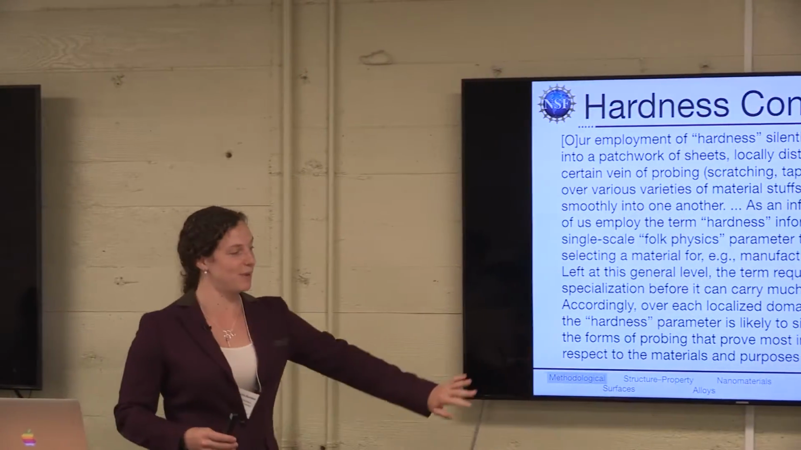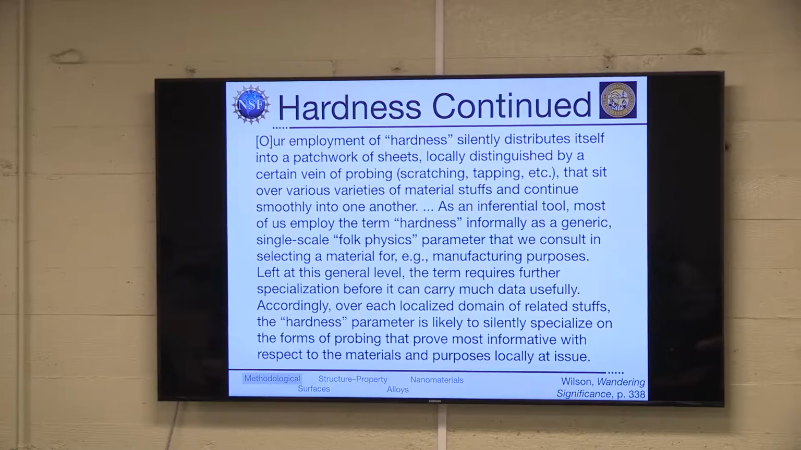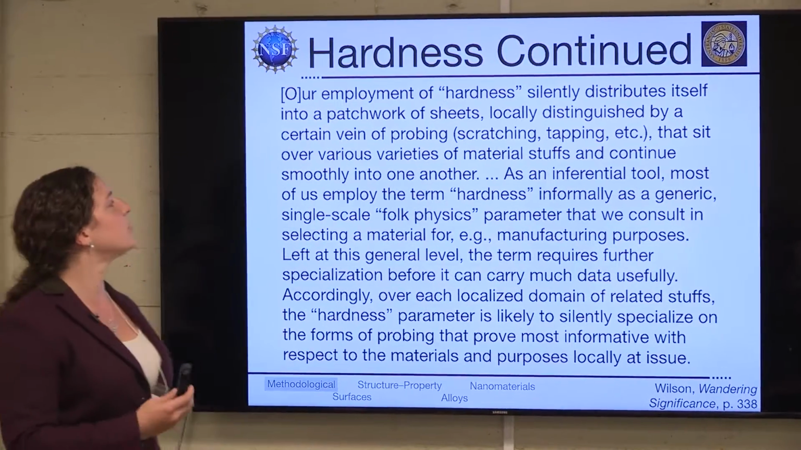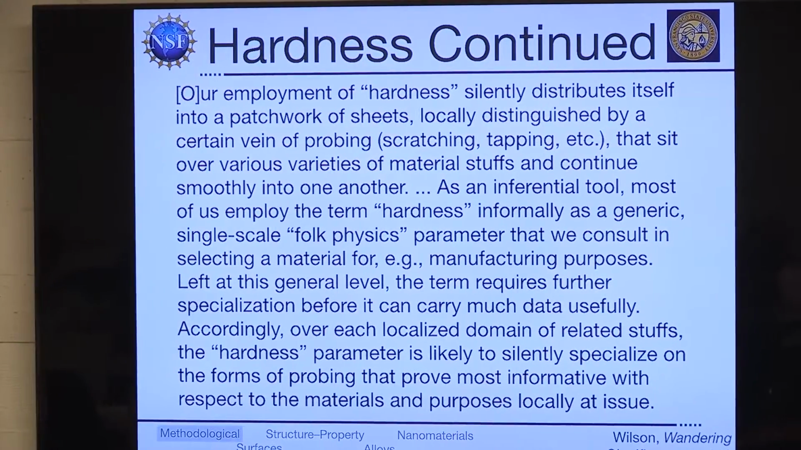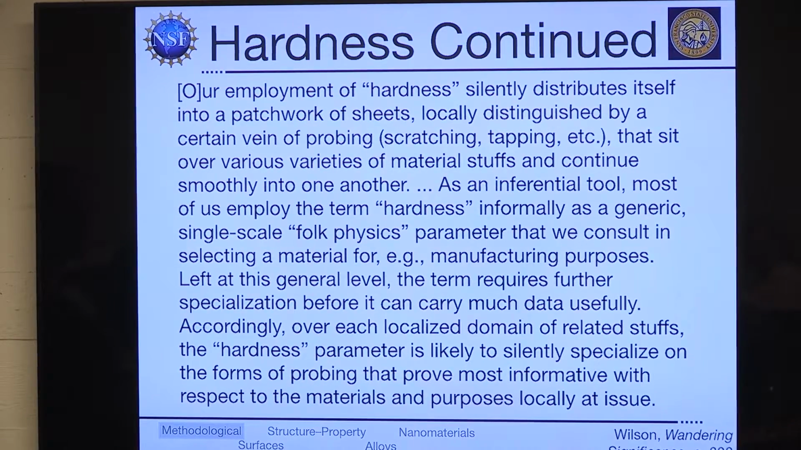I should mention this is page 338 of a 660-page book, all about this exact subject of how our concepts manage to arise and develop through theoretical frameworks. So he says, "Our employment of hardness silently distributes itself into a patchwork of sheets, locally distinguished by a certain vein of probing, be it scratching or tapping, that sit over various varieties of material stuffs and continue smoothly into one another. As an inferential tool, most of us employ the term hardness informally as a generic single-scale folk physics parameter that we will consult in selecting a material for, e.g., manufacturing purposes. Left at this general level, the term requires further specialization before it can carry much data usefully."